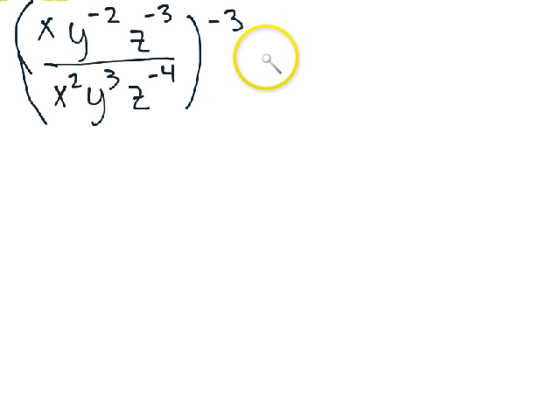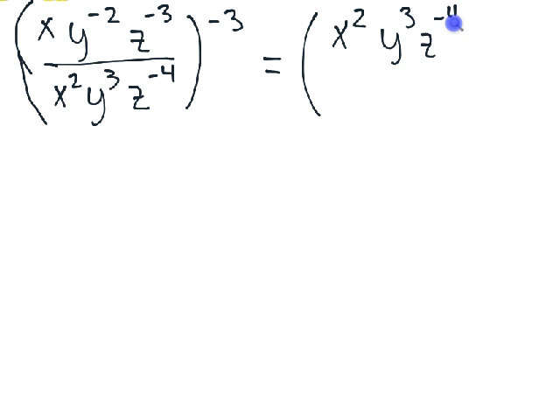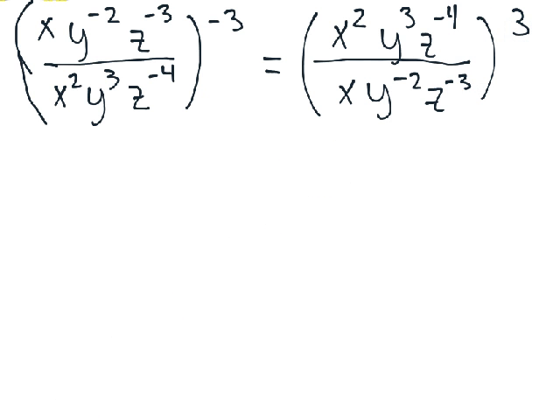So the first thing I'm going to do is I'm going to think about what this negative power does to everything. It's going to take the reciprocal. So the first thing I'm going to do is put everything that was in the denominator up into the numerator, and everything that was in the numerator down into the denominator. And that's still raised to the third power.